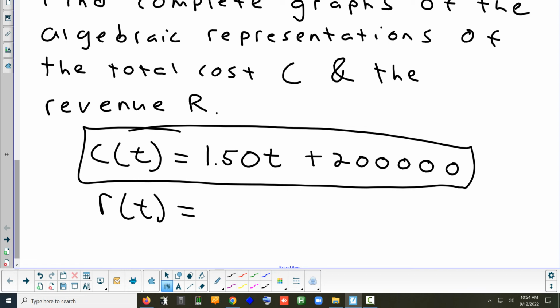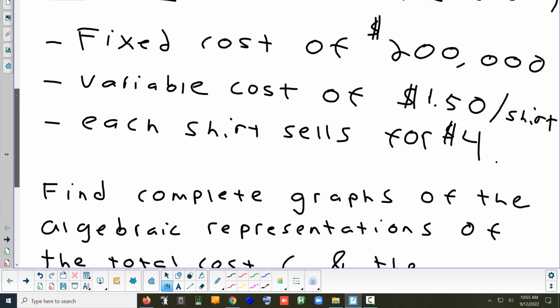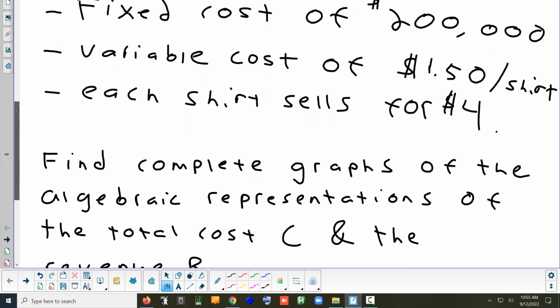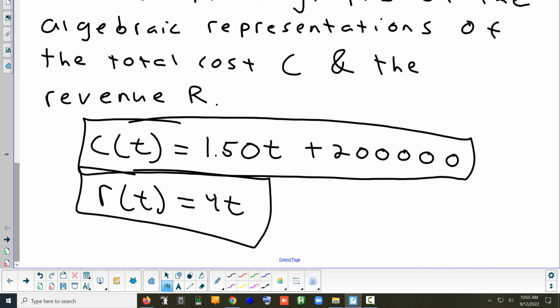And we're going to do revenue the same way. What would be an equation for my revenue? Not necessarily my profit, just the revenue. It's just the money that I take in. Yeah? 2.5T. Let's see. So what do we sell each shirt for? $4. Oh, okay. So the revenue would be 4T. Is that it? Okay. Yep.